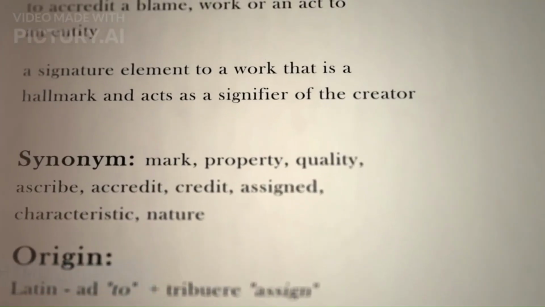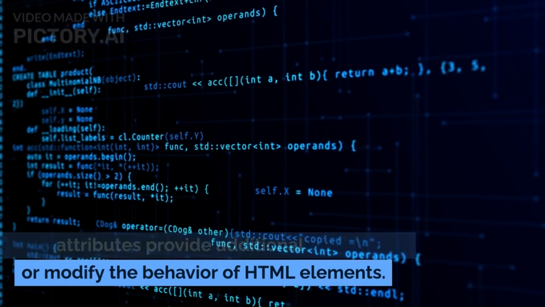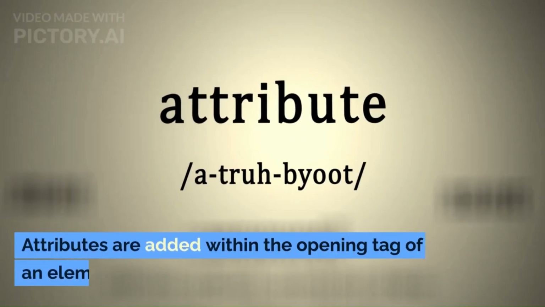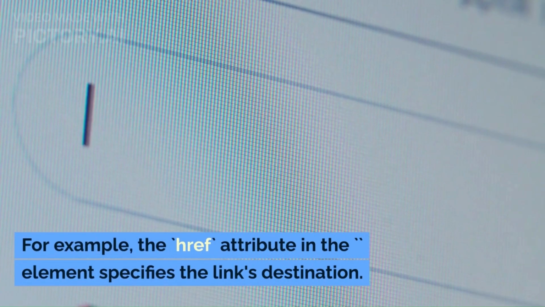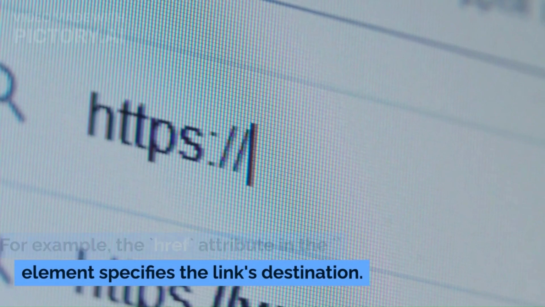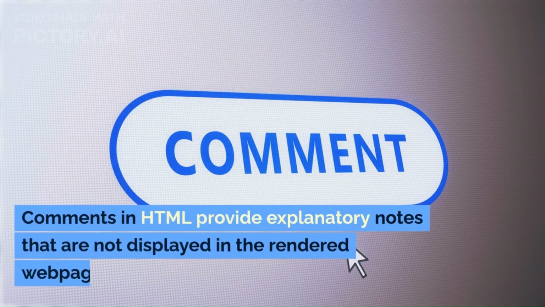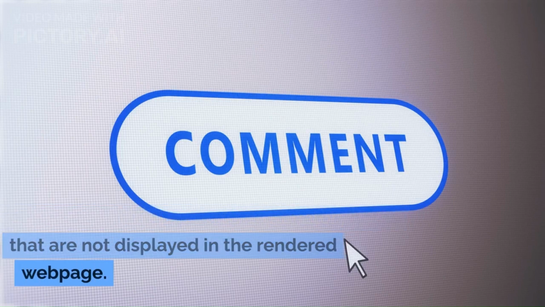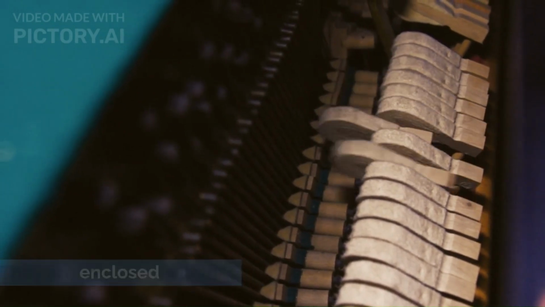HTML attributes. HTML attributes provide additional information or modify the behavior of HTML elements. Attributes are added within the opening tag of an element. For example, the href attribute in the a element specifies the link's destination. HTML comments. Comments in HTML provide explanatory notes that are not displayed in the rendered web page. They are enclosed within comment tags.